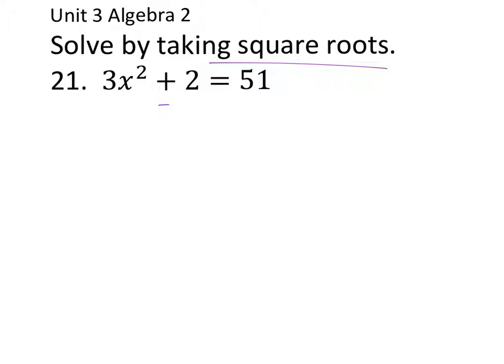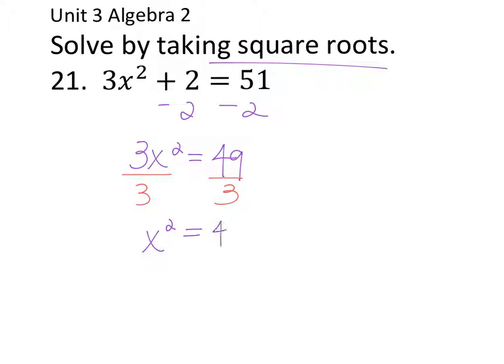To get x alone, I'm going to subtract 2 from each side, and I get 3x squared equals 49, and to get x alone again, I'm going to divide by 3 on each side. And so I get x squared equals 49 over 3, and that's actually as simplified as it's going to get.